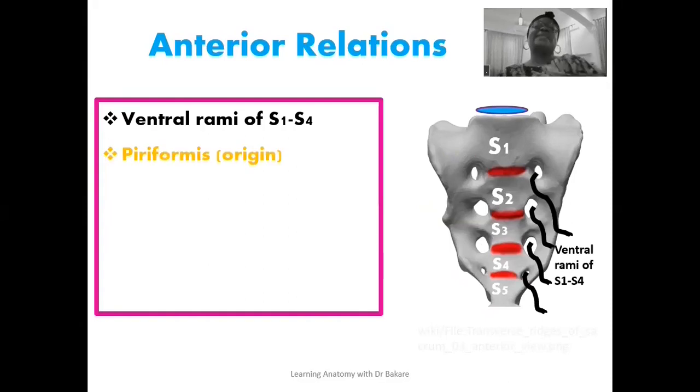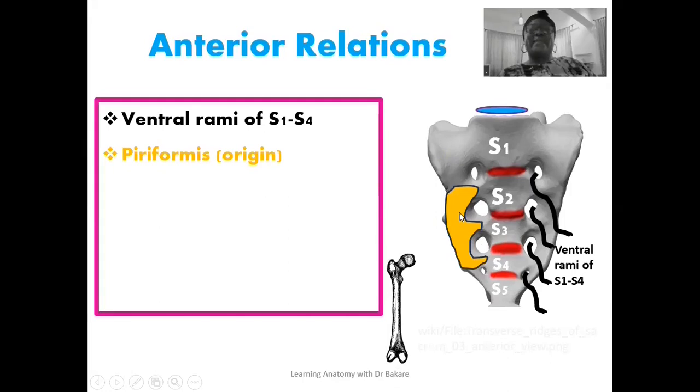We also have the piriformis. The piriformis takes its origin from the sacrum, and this is the pattern by which it emerges, highlighted here in yellow. So you see it emerging from the space between the first and the second anterior sacral foramina, the space between the second and the third, and finally also extending to the space between the third and the fourth anterior sacral foramina. So this is the pattern by which it emerges around the anterior surface of the sacrum. And you see it being directed and inserted onto the greater trochanter of the femur.